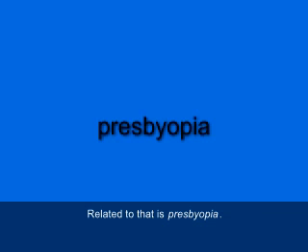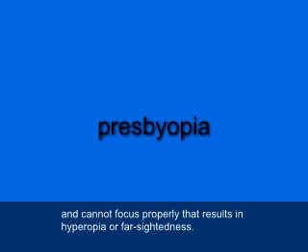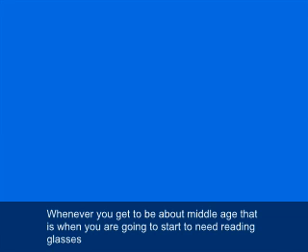Related to that is presbyopia, presbyopia. And presby, if you remember, refers to aging. So presbyopia is a condition of aging in which the lens becomes less flexible and cannot focus properly. That results in hyperopia or farsightedness. This is like normal middle-aged eyes. Whenever you get to be around middle age, that's when you're going to start to need reading glasses simply because your lenses are less flexible and you just cannot focus light as well in the eye.